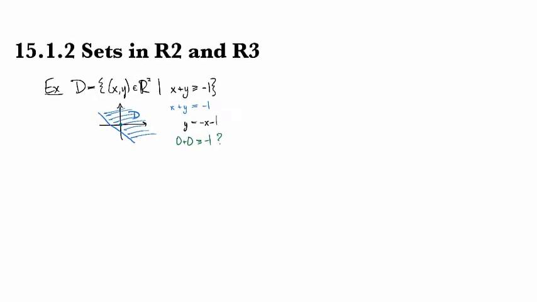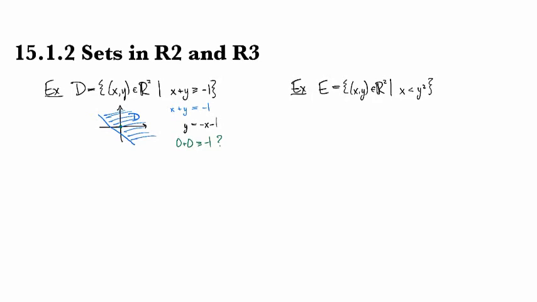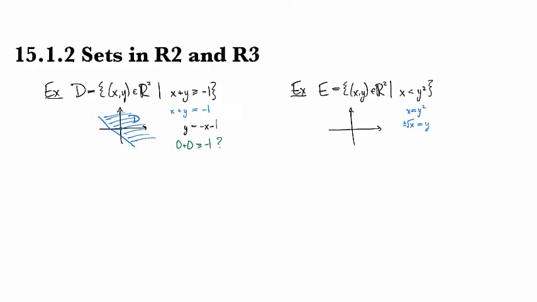We could do, let's take E to be the set of all x, y pairs in R2 such that x is less than y squared. All right, so then we need to draw that. So again, let's look for the boundary. So x equals y squared. That's the same thing as positive or negative root x is equal to y.